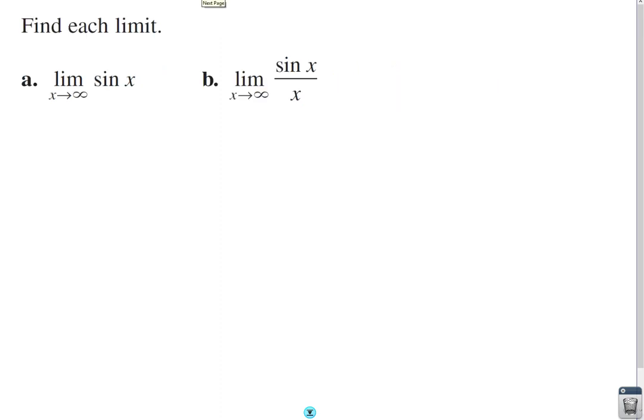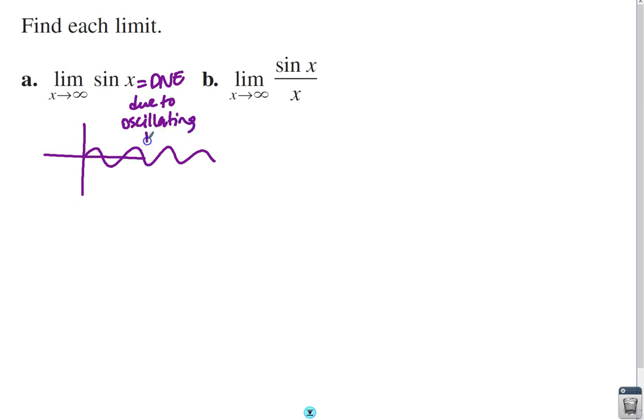Next, the limit of sine of x as x approaches infinity. Well, sine of x looks like this. So as x approaches infinity, there is no limit. Now, it's kind of bounded. It goes between -1 and 1, but it never actually stops at a single solitary number or approaches it. So this one does not exist due to oscillating behavior.